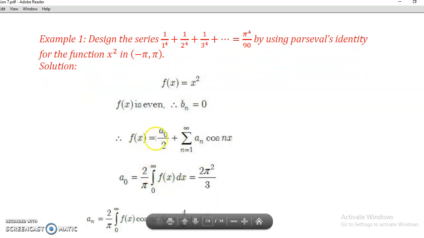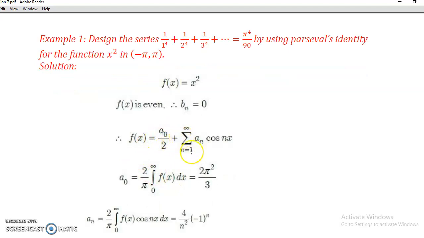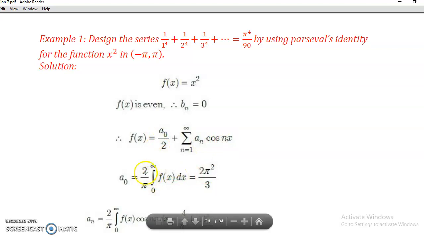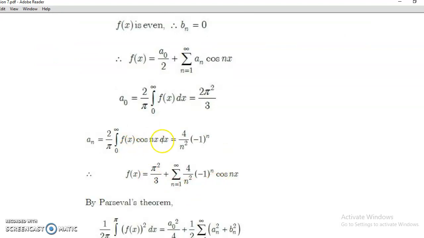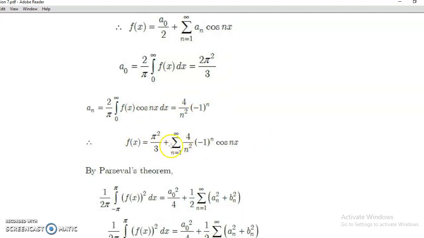So f of x formula can be reduced as a0 by 2 plus sum of n varies from 1 to infinity an cos nx. A0 formula is 2 by pi integral 0 to pi f of x dx, which means here the range is 0 to pi. So after applying the limits, you will get the answer as 2 pi square by 3 for a0. For an, as usual, you can use Bernoulli's formula. After applying that, you will get the answer 4 by n square into minus 1 the whole power n. Have a substitution, then you will get the equation like this.